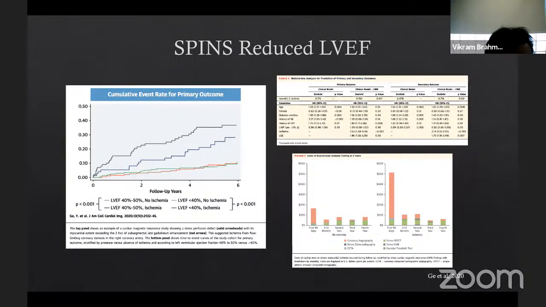And here again, you can see just in terms of stratifying, what's interesting is the highest risk group is obviously LV dysfunction with ischemia, but those who had no ischemia, regardless of what the LVEF was, were a lower risk group. So those with an EF of 40 to 50% with ischemia were still higher risk than those with reduced EF and no ischemia. Similar to the SPINS main study too, there were low costs overall for this group with no ischemia, no LGE.